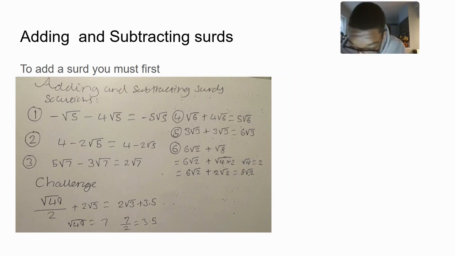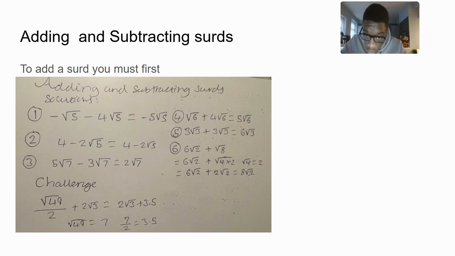5 root 7 minus 3 root 7 is obviously 2 root 7. Moving on to the other side, you have root 6 plus 4 root 6, similar to the first question. You get 5 root 6. 5 root 3 plus 3 root 3. You get 8 root 3.